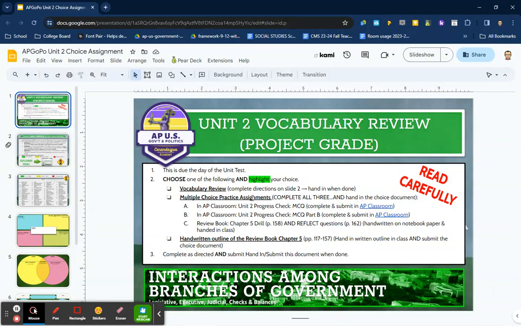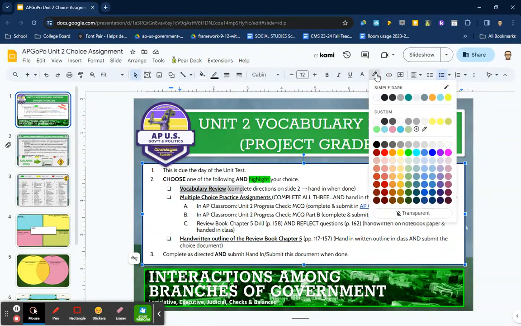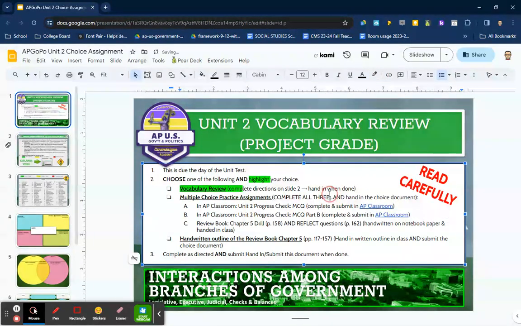Please, please, please highlight whichever choice you make. That would be really helpful for me. So if you decide to do multiple choice or handwritten, just highlight it, submit the slide deck, you're done. If you do vocab, highlight vocab review, and you could do right up here. Okay, there's highlight, the color, boom, you're done.